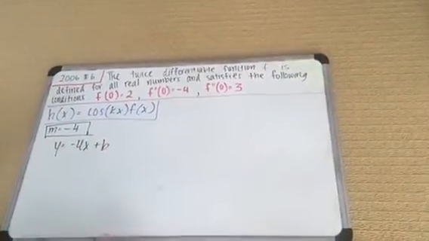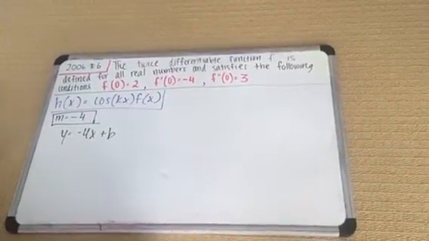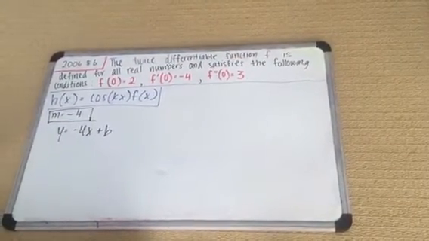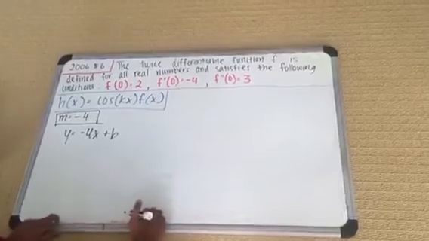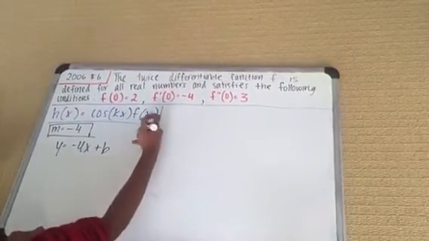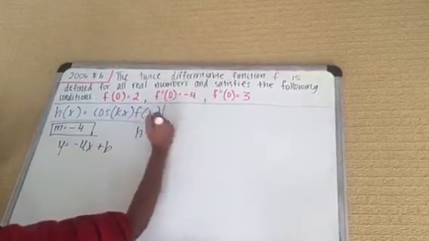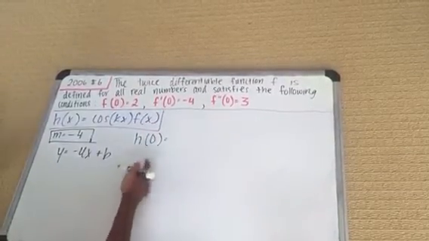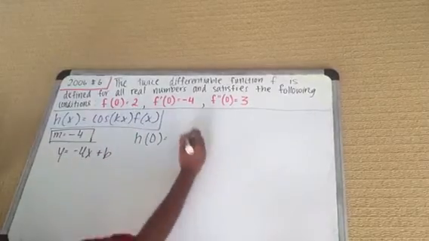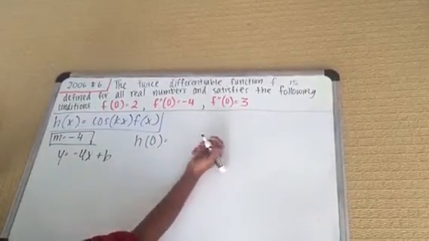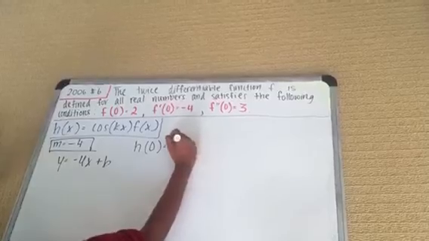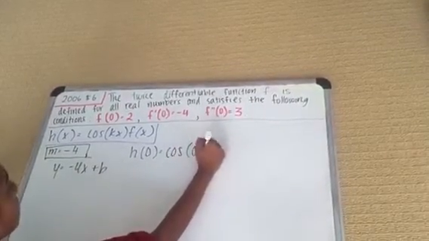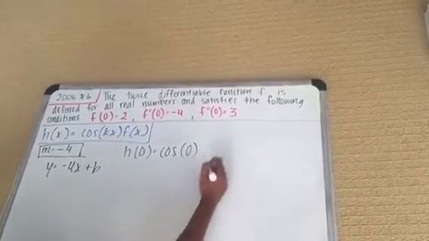And now to fully solve this equation, we need to know the point on the original graph h. We need to know the y value of when x equals 0. So we would find h of 0. So we would plug in 0 for x. So k times 0, any constant times 0 is 0. So it would be cosine of 0 times f of 0.